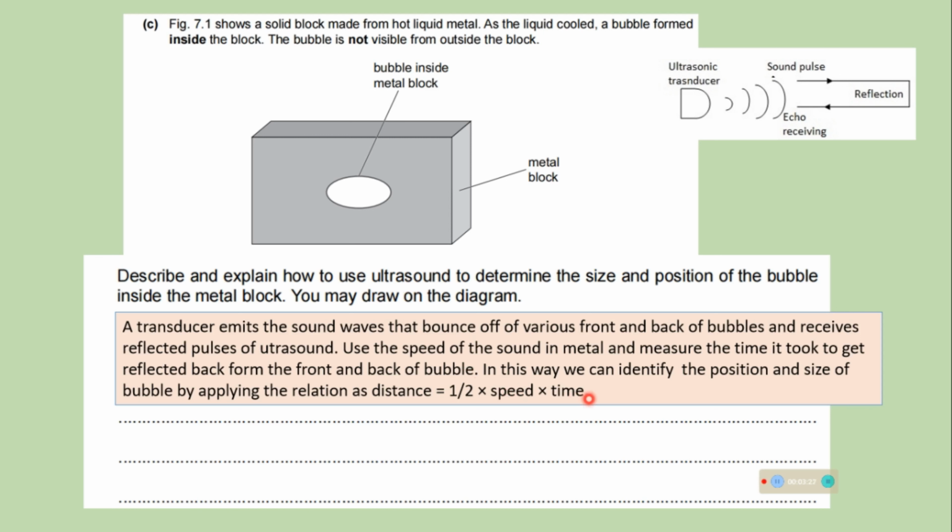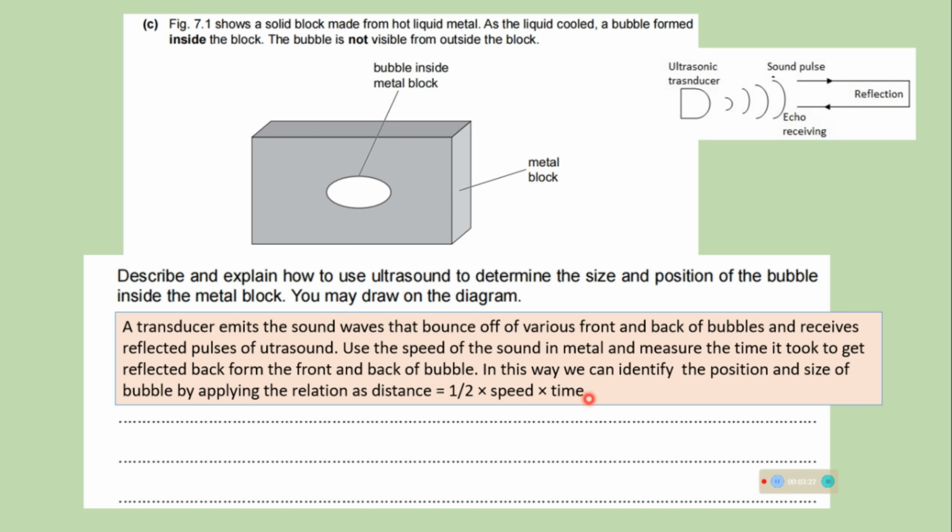You have to divide it by 2 here, because the time you will get is for the sound wave when it is reflected from the bubble, and you have to find the position of the bubble. So we will calculate the distance from the transducer to the bubble. So we have to divide it by 2 here.